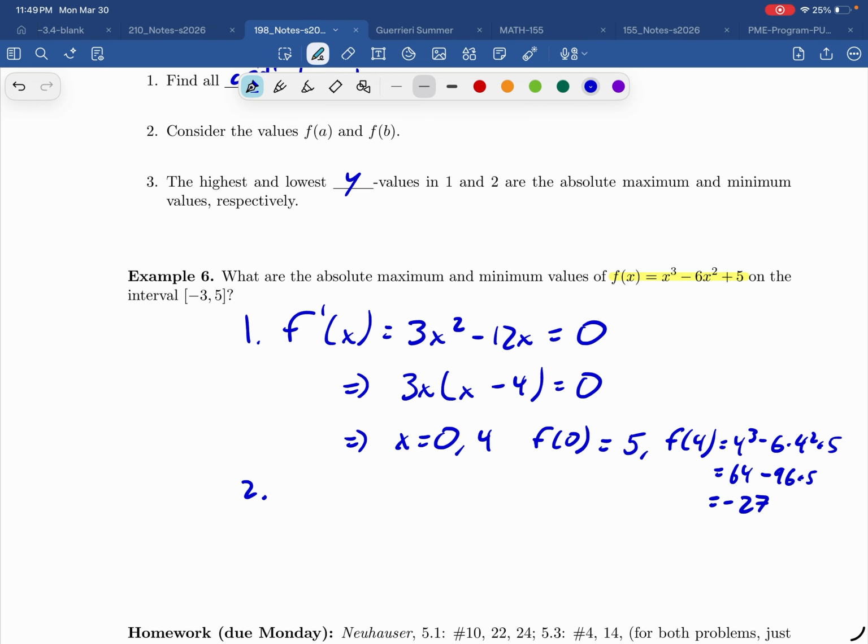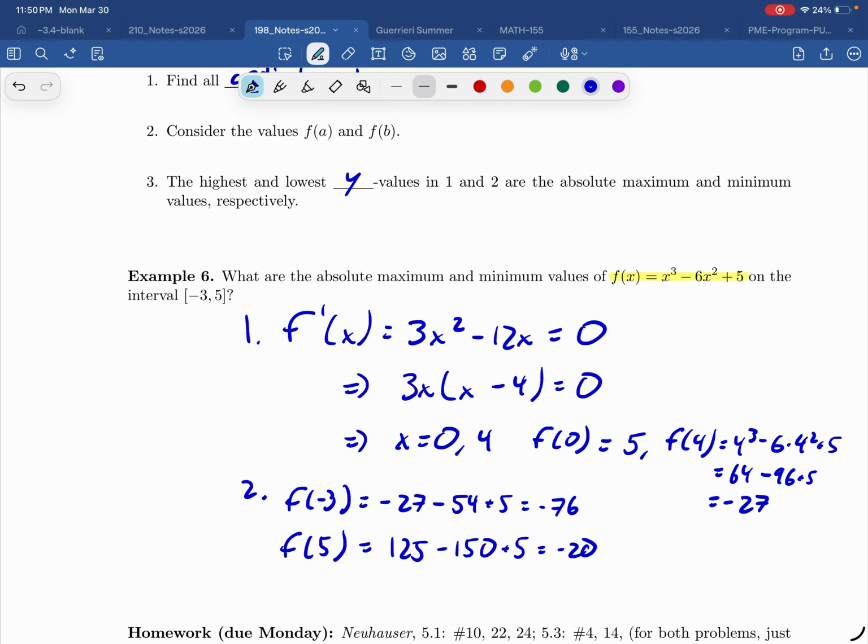Okay. 2, we're going to plug in f of negative 3. Lovely. That's going to give us negative 27 minus 54 plus 5. That equals negative 76. F of 5 equals, what is that going to equal? 125 minus 150 plus 5, and that's going to equal negative 20.